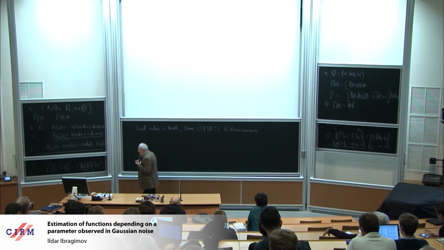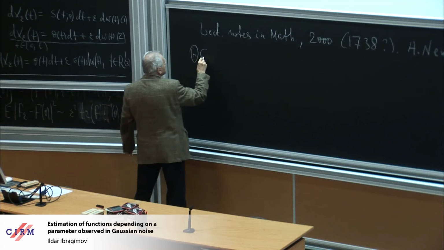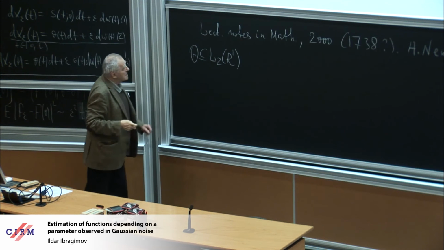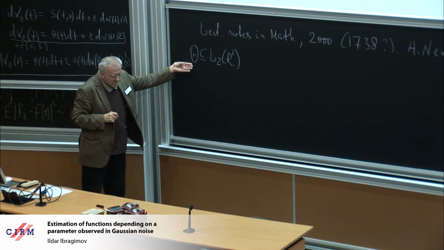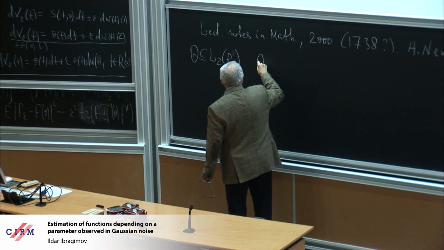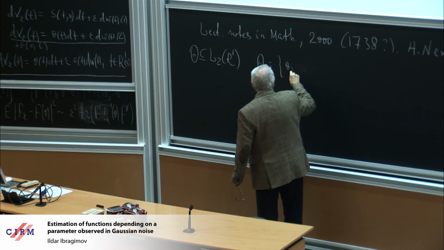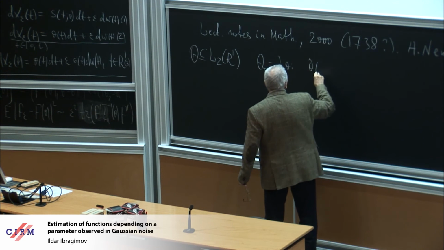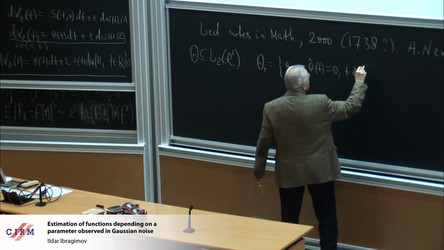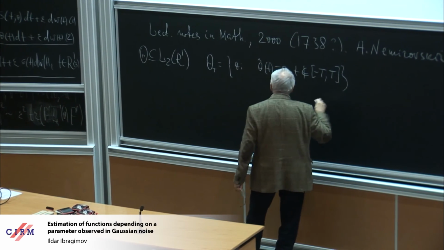So now I deal with the set theta, which is a subset of L2(R1), and consider the class of very, very smooth functions. Consider the subset theta_t of such functions theta whose Fourier transform is 0 when t is outside of the interval minus t, t. It's a very narrow class.